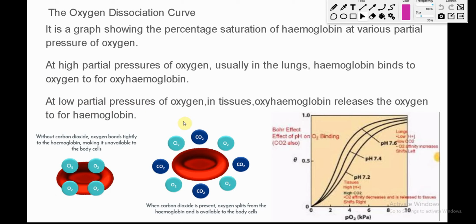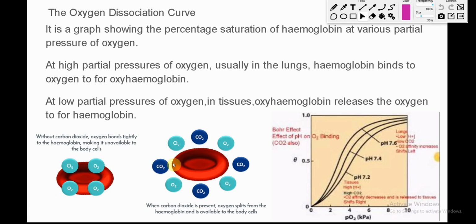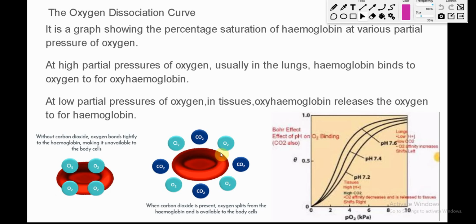At low partial pressures of oxygen in tissues, oxyhemoglobin releases oxygen to form hemoglobin or deoxyhemoglobin. Here we can see that in the lungs there is no carbon dioxide and no acidic condition, so it is very easy for the hemoglobin to hold the oxygen. But in the tissues, there will be a lot of carbon dioxide and acidic materials, as a byproduct of cellular respiration. So the oxygen binding capacity will be very low, and it starts releasing oxygen.